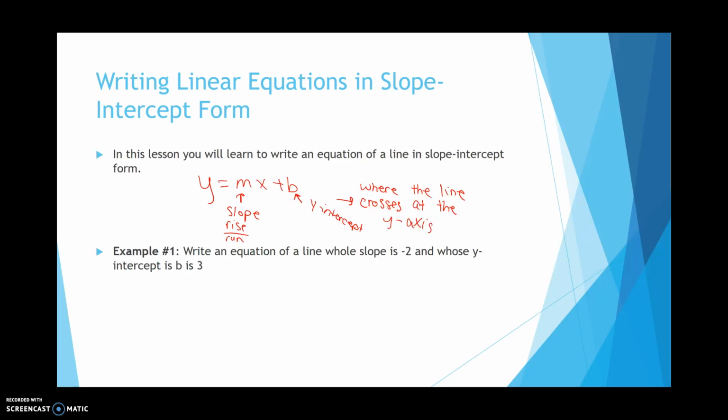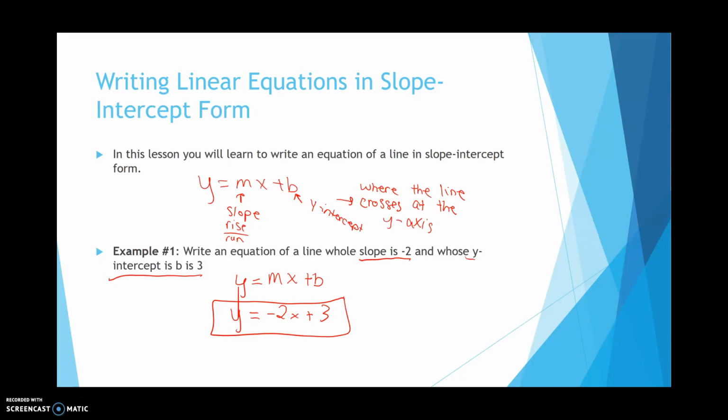The first example says write an equation of a line whose slope is -2 and whose y-intercept b is 3. We're going to use the form y equals mx plus b, and just take what's given to us and write it in that form. So y equals, my m is my slope, which is -2, so that's -2x, plus my b, my y-intercept, where the line crosses the y-axis, which is 3. So that's a plus 3. And this is my answer: y equals -2x plus 3.